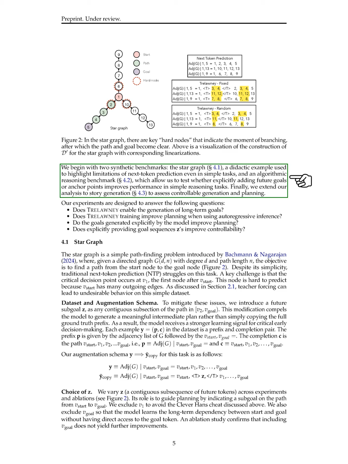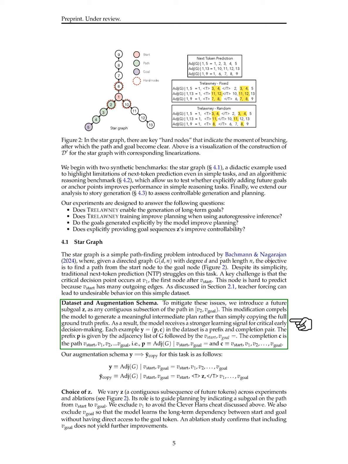The star graph presents a straightforward pathfinding challenge where we need to find a route from a starting node to a goal node. Despite its simplicity, traditional next token prediction struggles with this task, particularly at the first decision point, which is difficult to predict due to multiple outgoing edges. We introduce a future subgoal, which is a segment of the path, to encourage the model to create meaningful intermediate plans instead of just copying the full path.